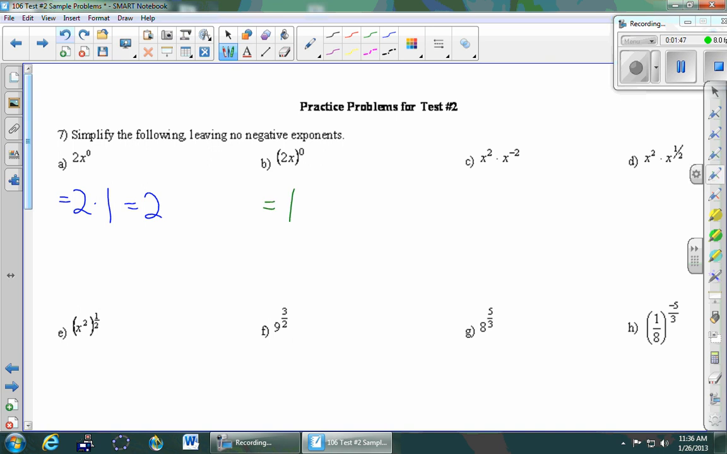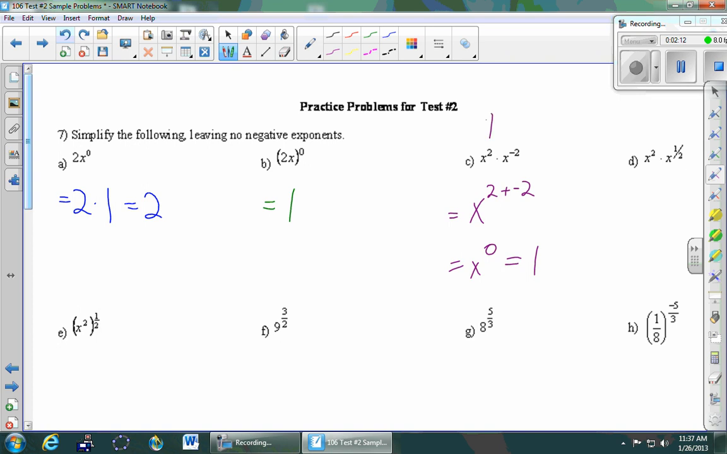Part C, x squared times x to the negative 2. This is another property that hopefully will ring a bell. In this case, what do we do with those powers? Keep the base exactly the same, and you add those powers. So we have 2 plus negative 2. 2 plus negative 2 is 0. So x to the 0 is our answer. But as we've just seen, anything to the 0 is 1. So 1 is the answer.